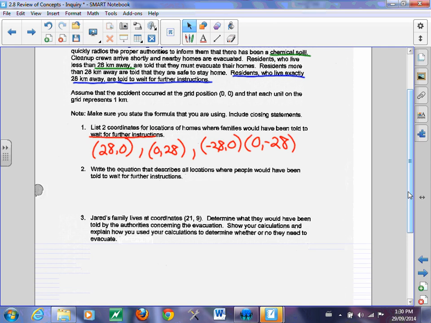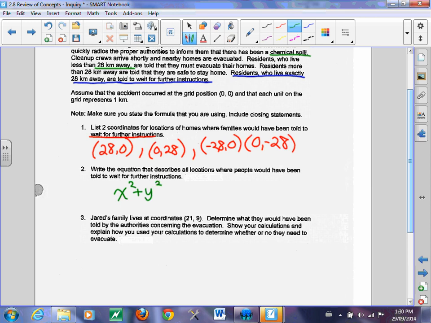All right. Write the equation that describes all locations where people have been told to wait. Well, think about it. The accident spill is treated like a circle, so we need to use the circle equation. So it's going to be x squared plus y squared equals 28 squared. Use your calculator to simplify that, and you are going to have 784.